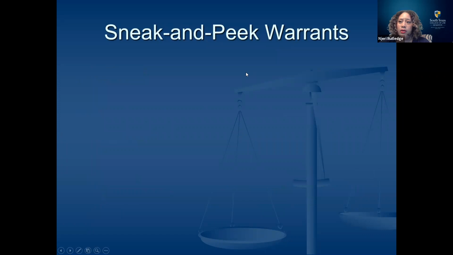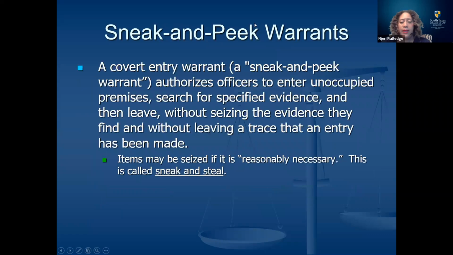Now, there are a couple other things in Texas that may not be in place in other places. One is the sneak and peek warrant. I've never been privy to it, but I know it happens and the law allows for it. It allows covert entry, which is sneak and peek, where officers can go into a place as long as it's unoccupied, search for the evidence, and leave without taking anything and without leaving a trace that they made entry. Now, if it's reasonably necessary, they can take the items. They call that a sneak and steal.